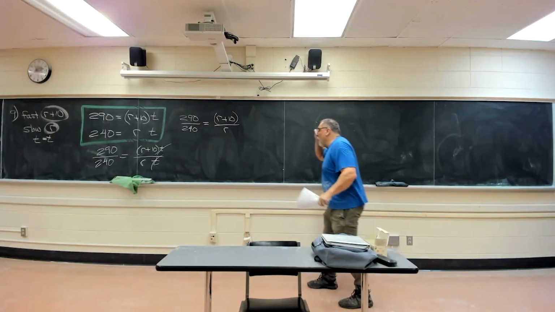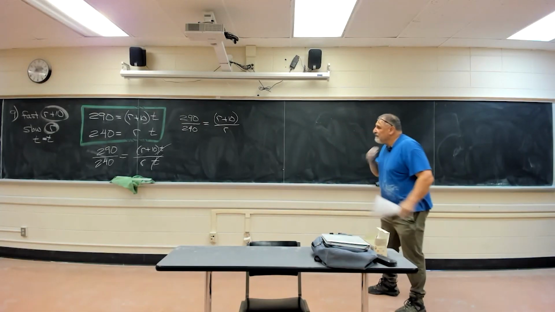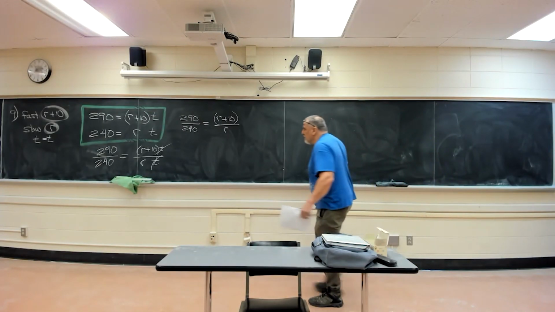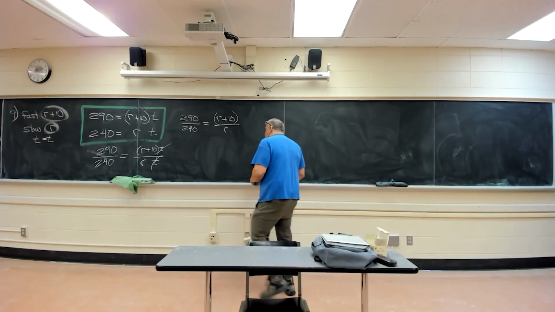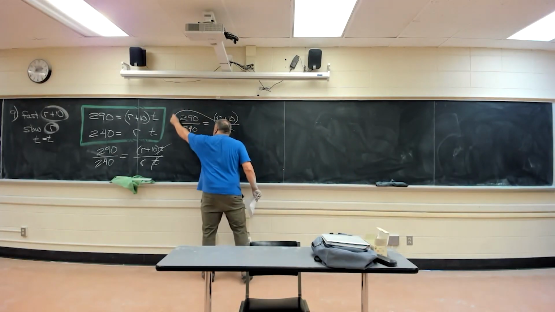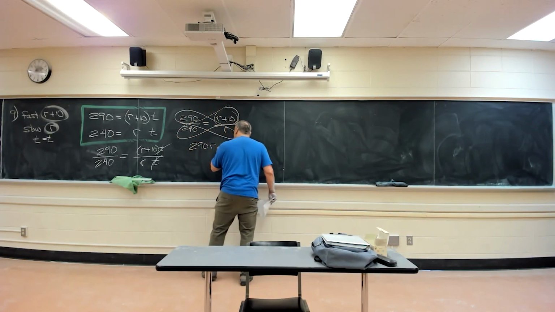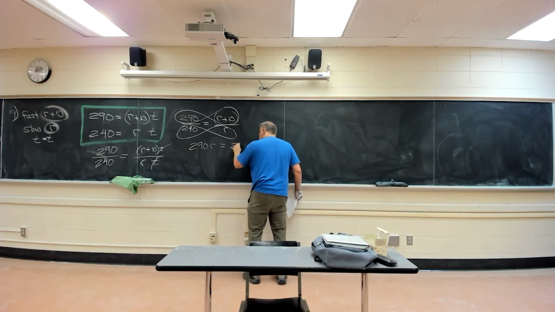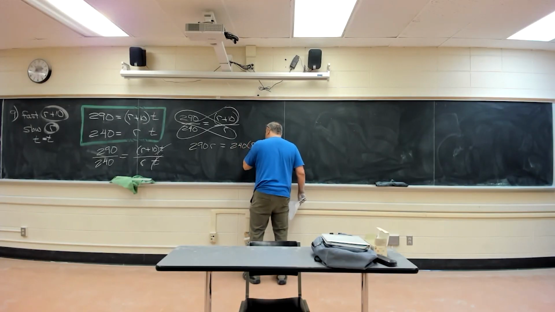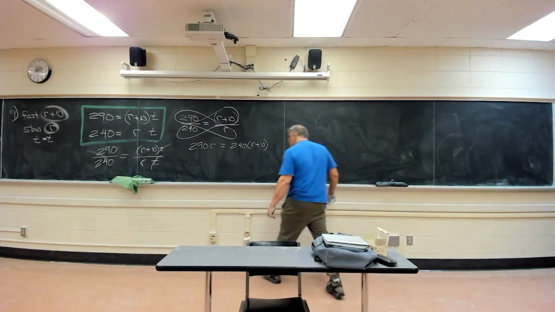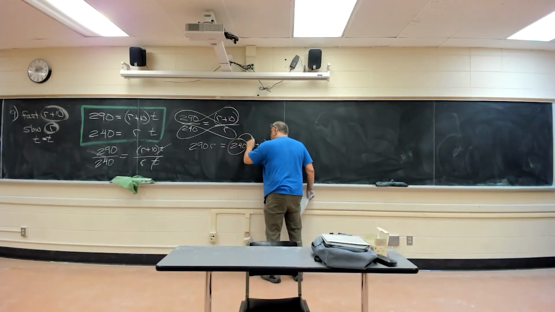Nothing wrong with putting the whole quantity in parentheses. In fact, it's kind of a must in this case. The quantity r plus 10. That's it. Just solve it. 290 times r, 240, right, that's it. The cross multiplication we were talking about.